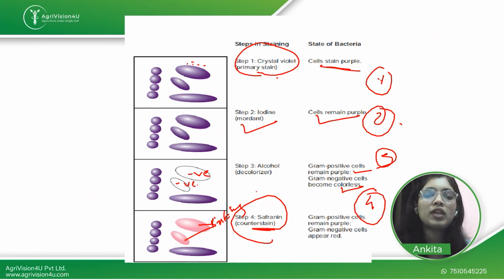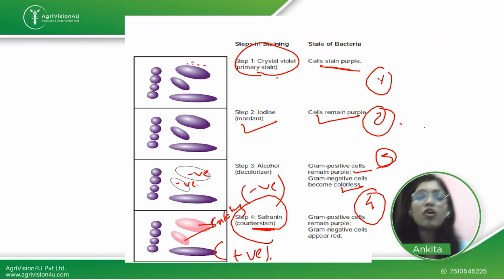While this becomes purple, the pinkish to red is nothing but gram negative. This purple one is nothing but your gram positive. So this is what is going to happen in the whole procedure of the gram staining technique. Okay, I hope this is clear to you people.